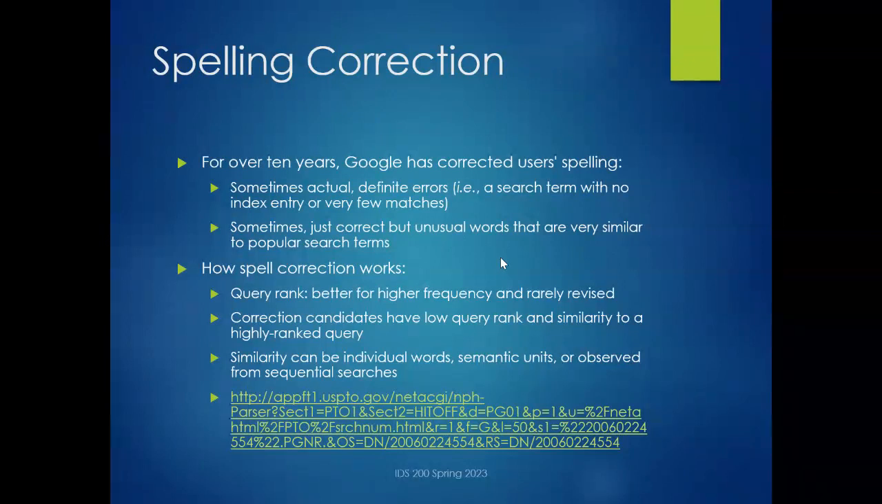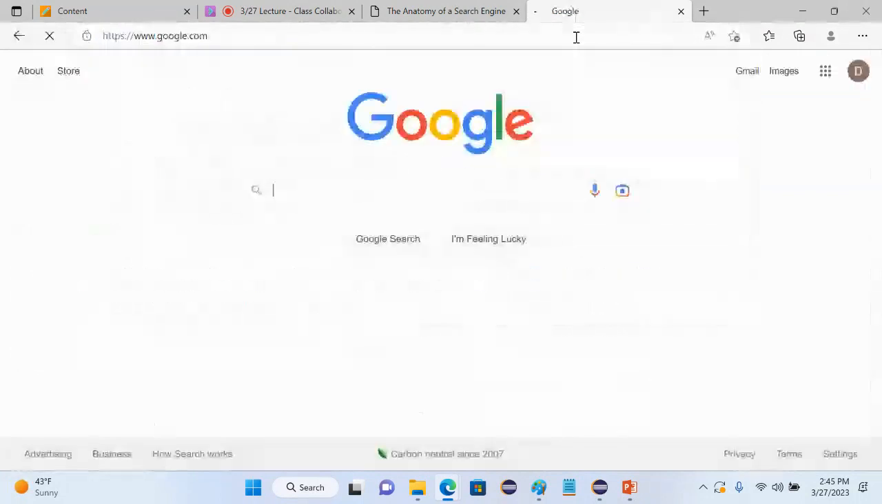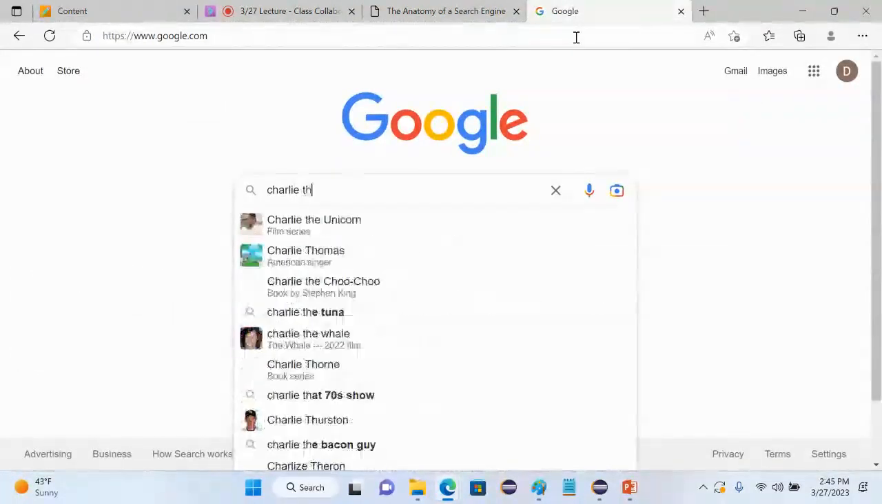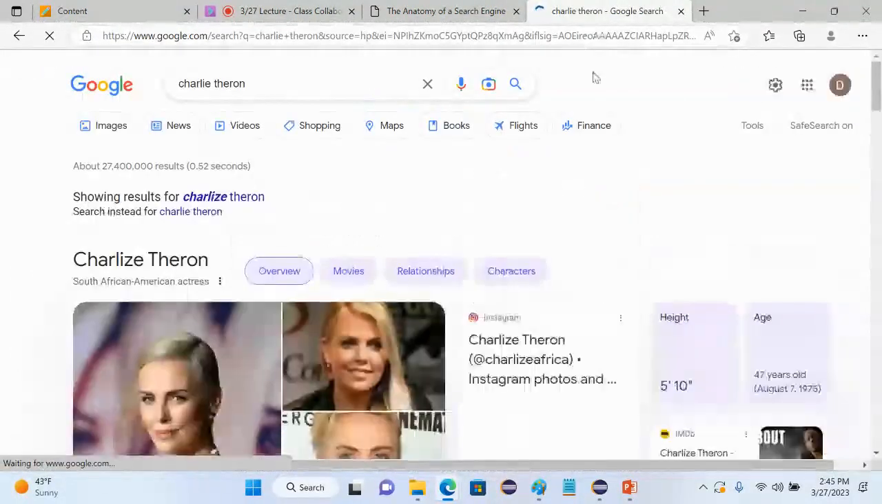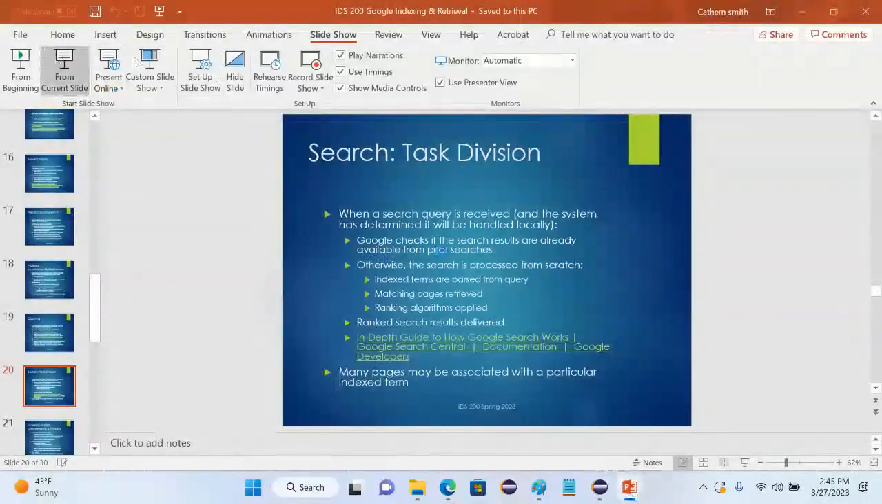If you type Charlie Theron into Google, I guarantee, all right, let's try it. I guarantee though you'll get, we think you meant Charlize Theron. Yeah, boom. There you go. Right, because who's this Charlie Theron? Nobody ever heard of. You've heard of her though, probably.